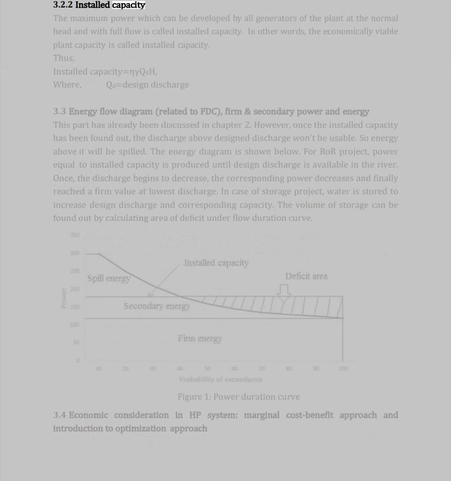3.2.2 Installed capacity. The maximum power which can be developed by all generators of the plant at the normal head and with full flow is called installed capacity. In other words, the economically viable plant capacity is called installed capacity. Thus, installed capacity equals eta gamma QD H, where QD equals design discharge.